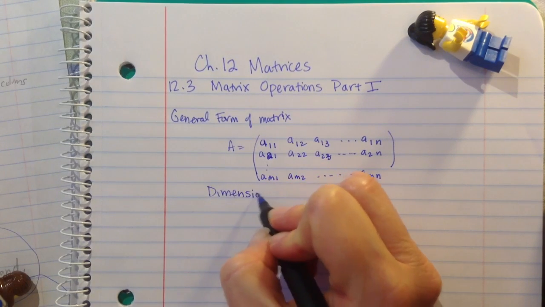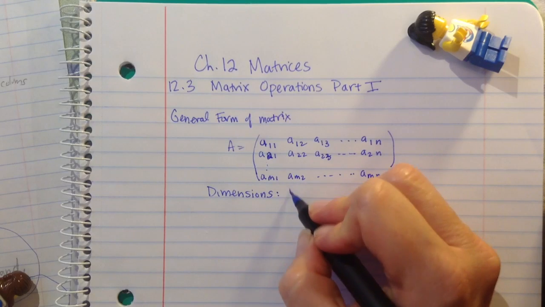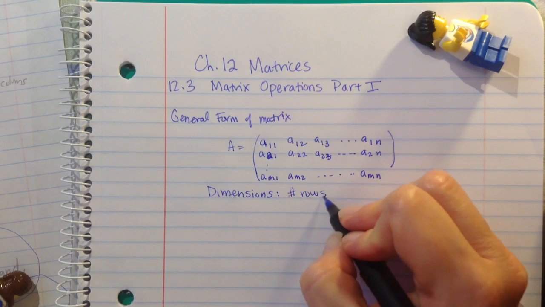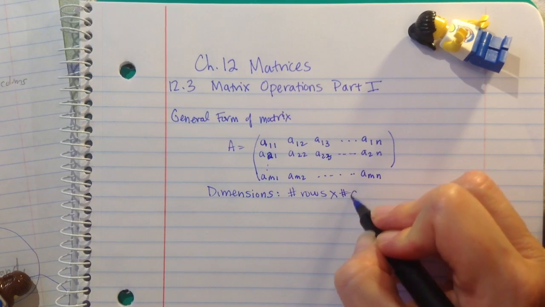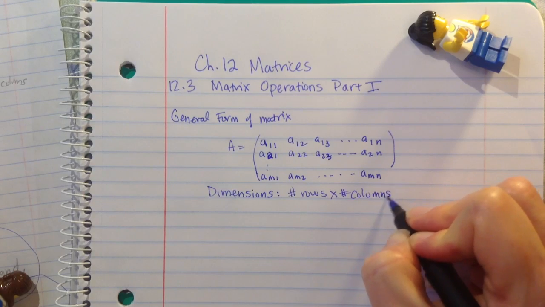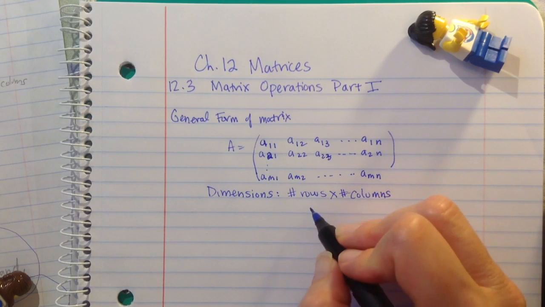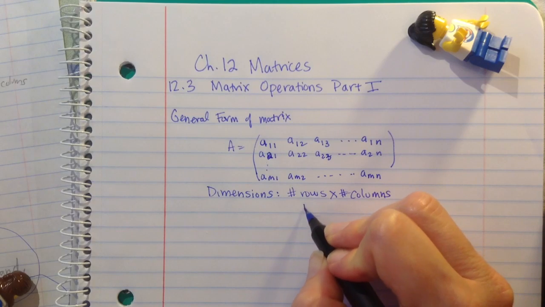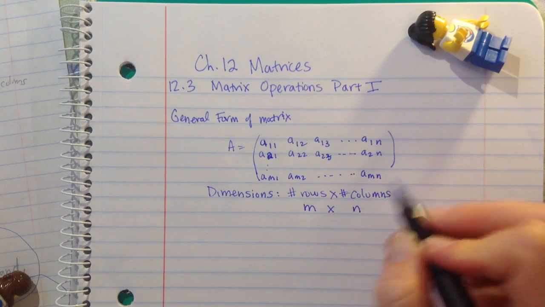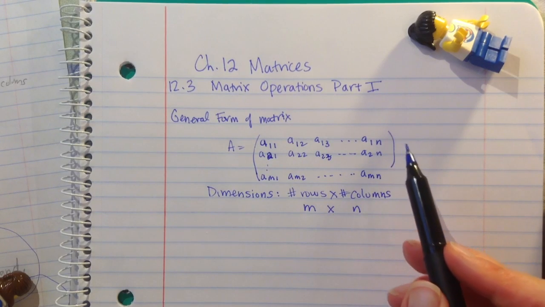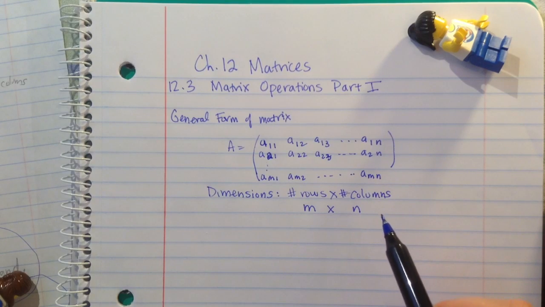We also need to know about the dimensions. When we describe the dimensions of a matrix, that is the number of rows by the number of columns. And we're not really indicating multiplication here, just a "by". So above here, we would have m rows by n columns. So the generic matrix is an m by n matrix.